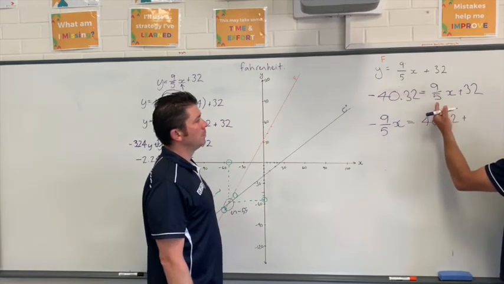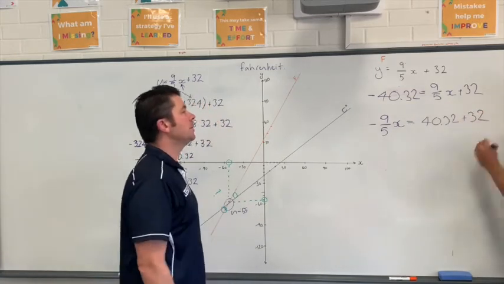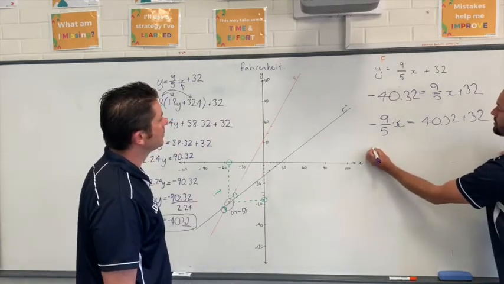40.32 plus 32. He's already in the right spot. So let's leave him there, he's hanging out in the right spot. He's good. All right, beautiful. Now, let's fix this one up.